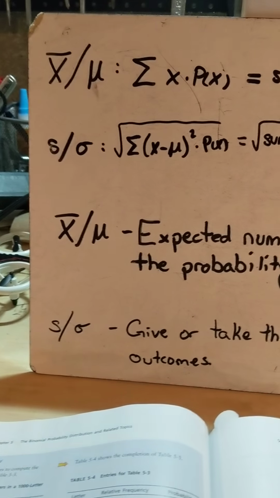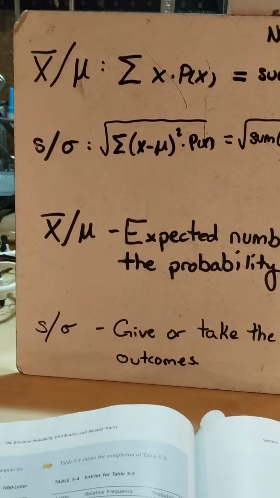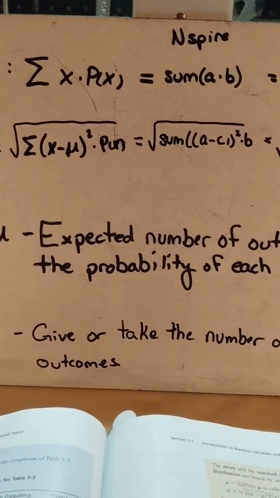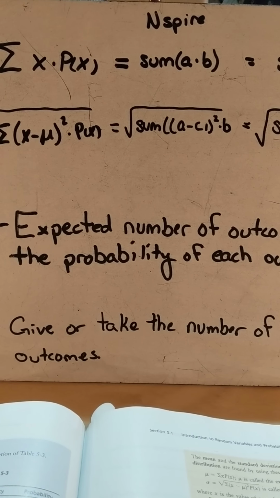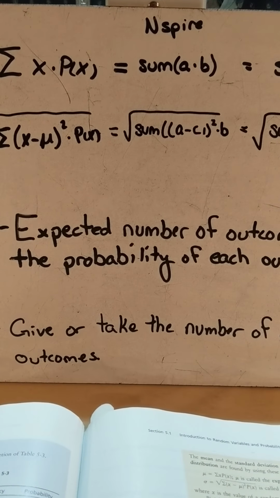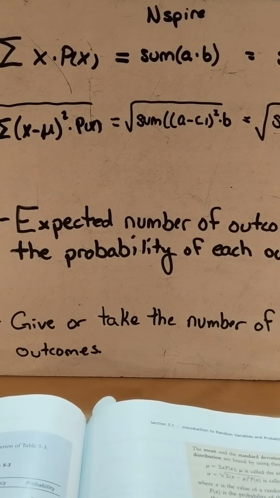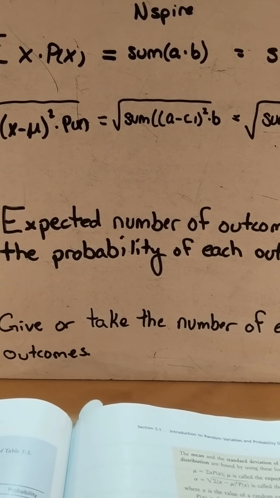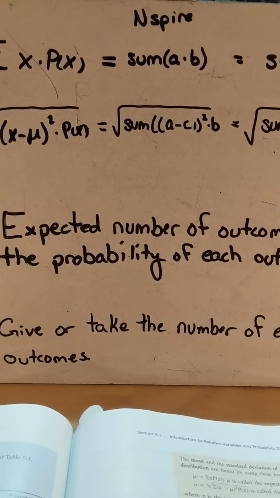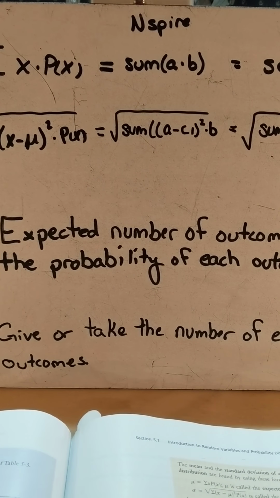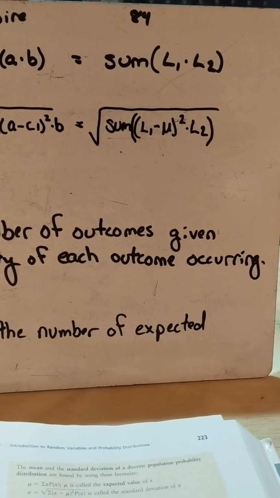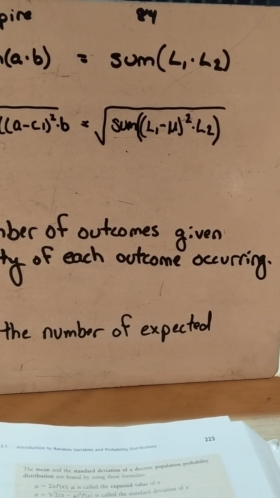So first let's talk about the mean, x bar or mu. Now the book is saying the summation of x times p of x. So what we would have done in the Inspire is gone into our lists and spreadsheets, and in column A we would have put in the numbers 1 through 5, and in column B we would have put in the corresponding probabilities. So 0.27, 0.31, 0.18, 0.09, 0.15. Then in column C we would have put in the sum of A times B, and we would have gotten our answer. Now with the 84 we're going to do a similar process, but we have to use lists.